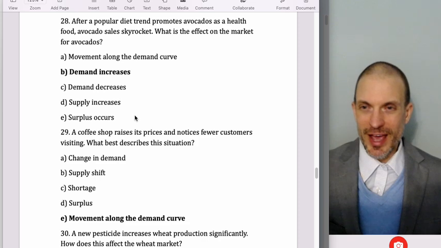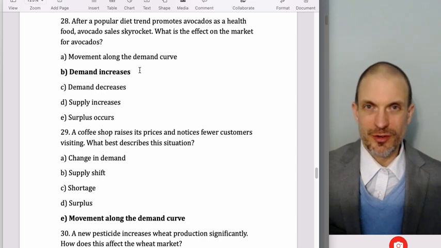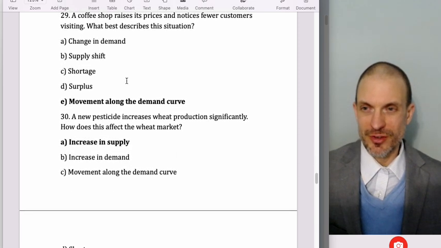After a popular diet trend promotes avocados as health food, avocado sales skyrocket. What's the effect on the market? Well, this is going to be an increase in demand. Specifically, we'd interpret this as a change in consumer tastes and preferences.